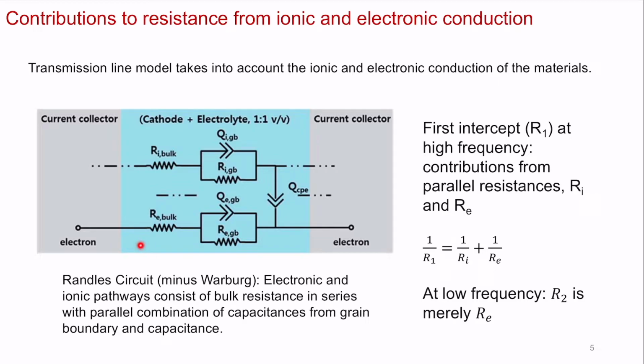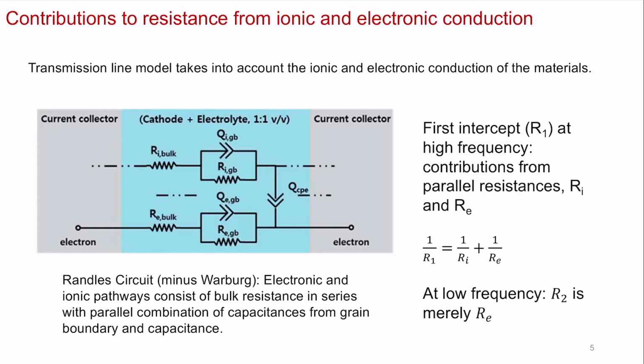At the same time, in parallel, there's an electronic pathway because this is a mixed ionic electronic conductor. So you have the same components. You have electronic conduction through the bulk as well as at the grain boundary. So you just make the equivalent circuit model like so. What you don't have is the charge transfer. And so we have left out the Warburg impedance here because we don't actually see that in the EIS.